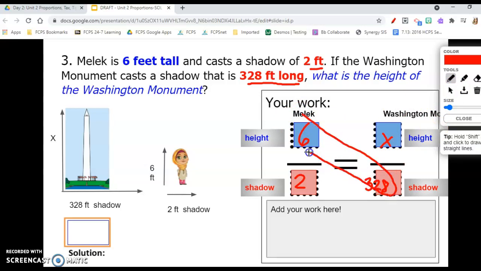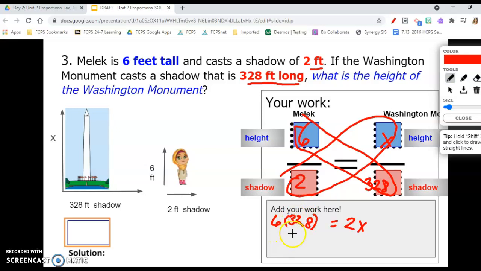Cross multiply, circle it. 6 times 328 and 2x equals 2x. Forgive that horrible 3 right there. I'm going to fix that. Okay. So 6 times 328 is 1968.